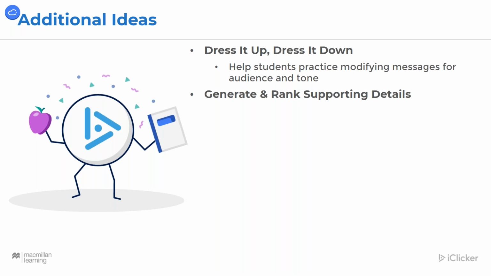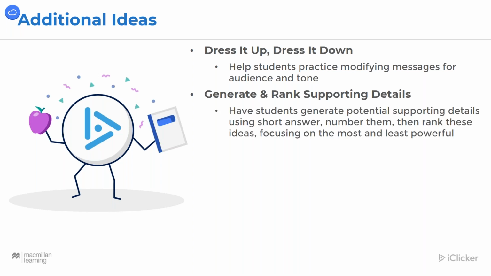We also use iClicker to generate and rank supporting details. So you can have students generate potential supporting details using short answer. I know it's really difficult to get students to come up with more ideas than they need. So this is a way to get them to try and do that. And then you have them number them and rank the ideas focusing on the most and least powerful. That can be a really fun group activity.